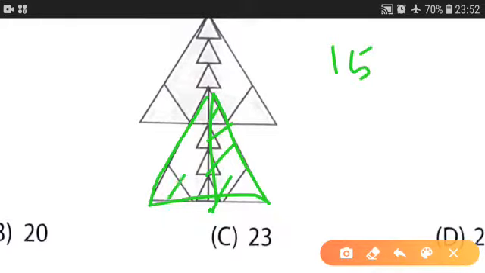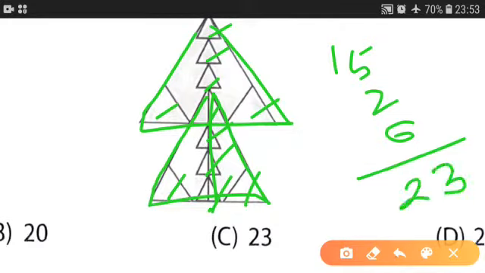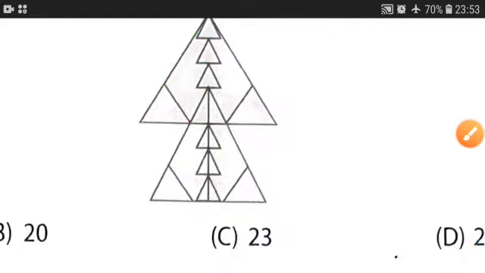Okay, now this is 16th, this is 17th. Now let us write 2 here. Now this is 1, 2, 3, 4 and 5, and the bigger one is 6. So the sum will be 23. The total number of triangles in the adjoining figure will be 23, and the correct answer will be C, 23.